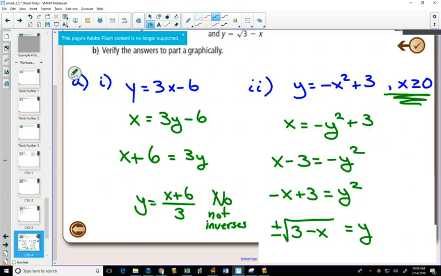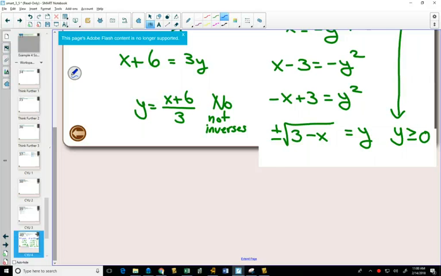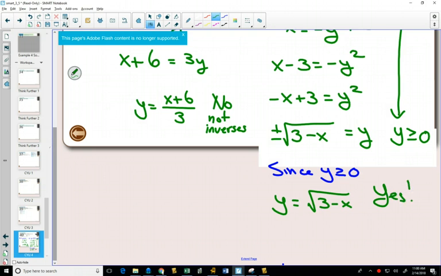Now this part, because they restricted the domain of the original function, when we switch x and y, that means that our range is going to be restricted on our image graph. So because x is bigger than or equal to 0, on my inverse, y has to be bigger than or equal to 0. And since y has to be bigger than or equal to 0, that means I'm only going to take one of those equations. Will I take the plus one, or will I take the minus one? Well, the only way that it can be bigger than or equal to 0 is if I take the positive one. Does that match with the equation they've given us? Yes.